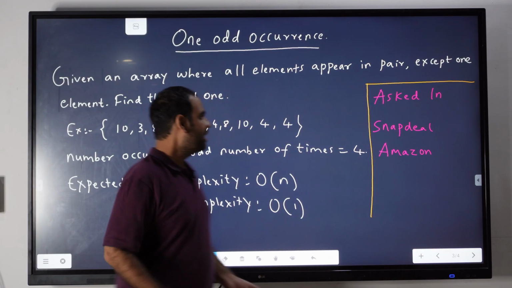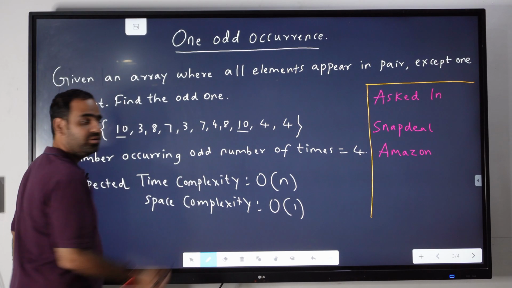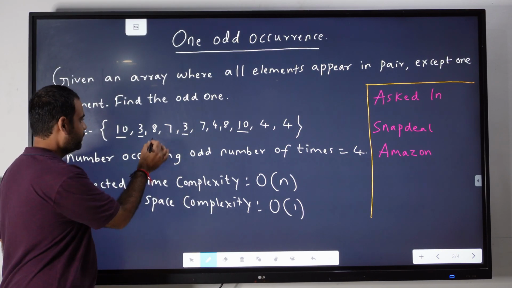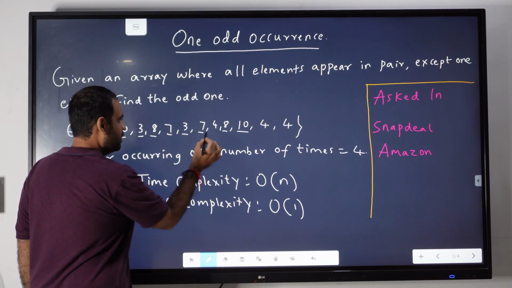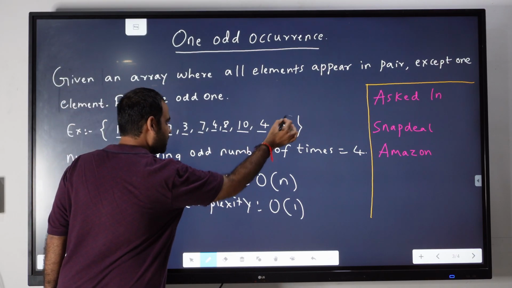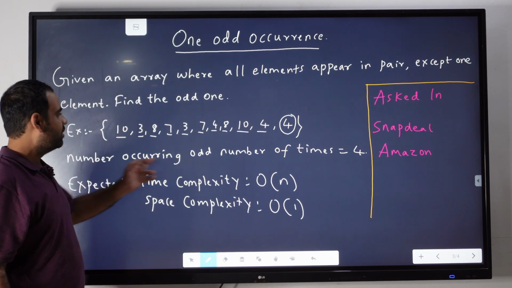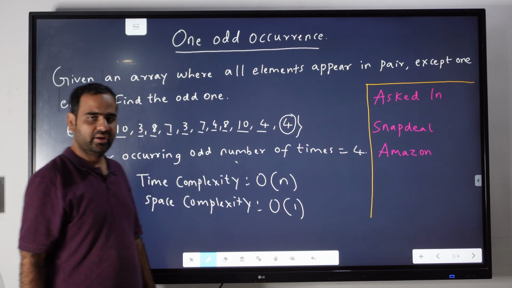Now, we are given an array. Please see here, 10, here is 10, 10 is in pair, 3 also appears in pair, 8 appears in pair, similarly 7 appears in pair. You might say that 4 appears in pair, but this 4 is the odd one out. Now, you need to find the number which appears an odd number of times, and in this array it is 4.